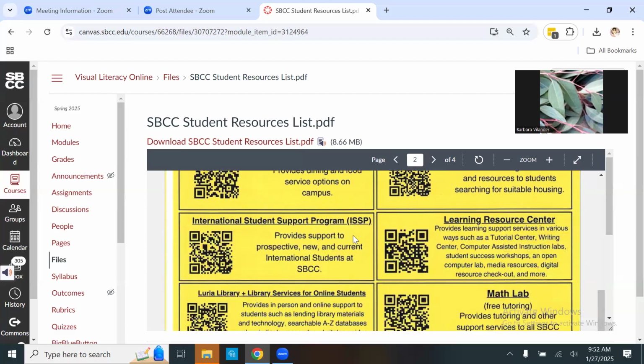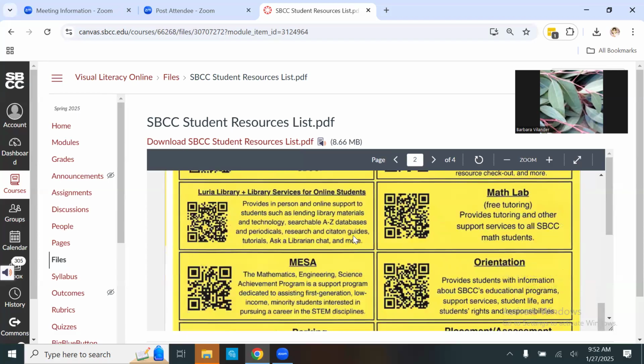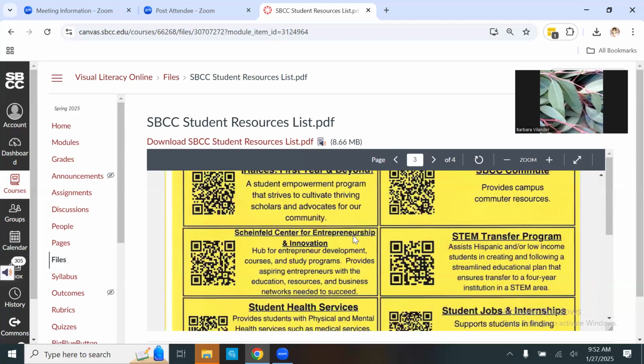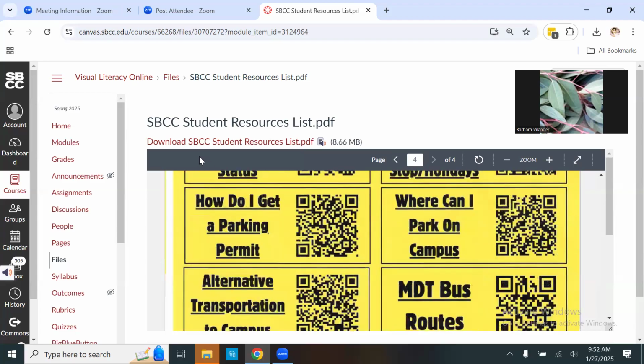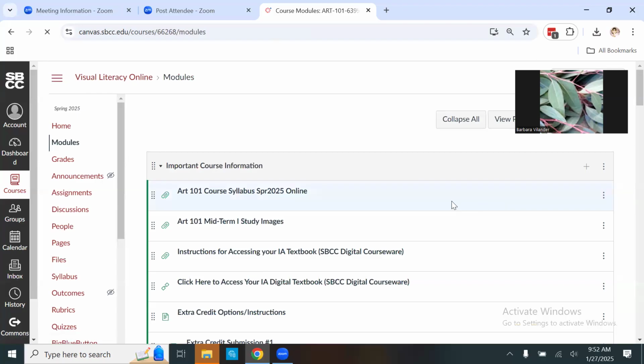International student support program, learning resources, library, math, you get it, okay? I mean, look at all these. This is all stuff that's there for you guys, okay? So take a little scan, pun intended at that, all right?